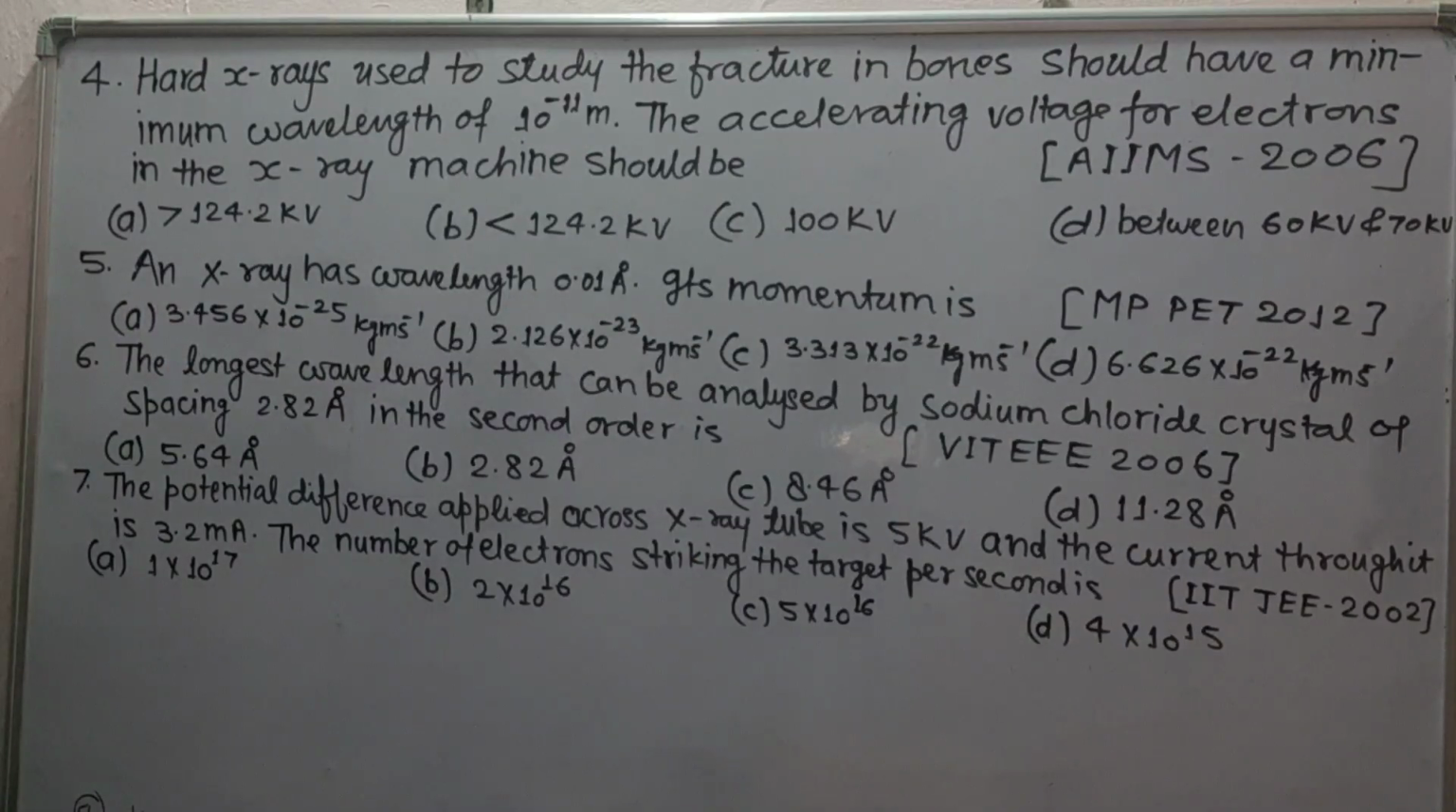Next question number 4. The question is, hard X-rays used to study the fractures in bones should have a minimum wavelength of 10 to minus 11 meter. The accelerating voltage for the electrons in the X-ray machine should be. These are the options. So, solution to question 4.